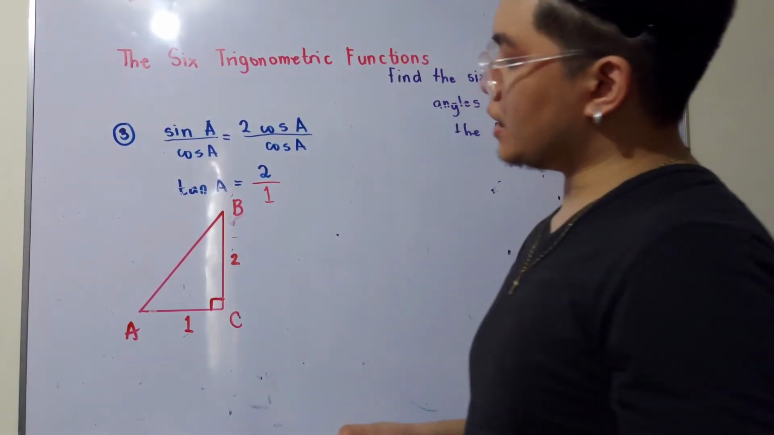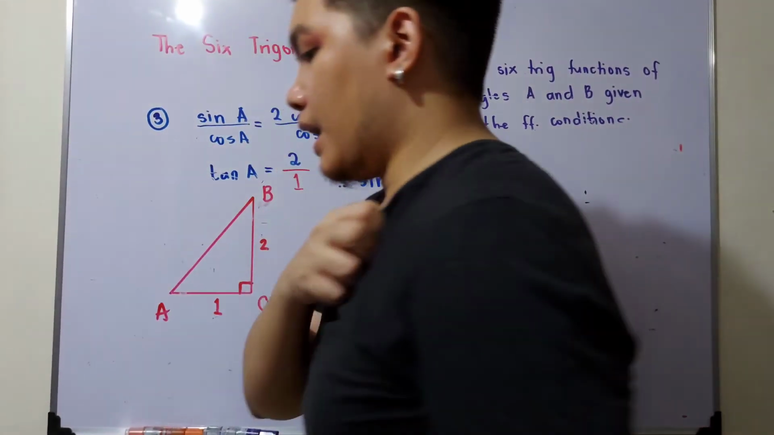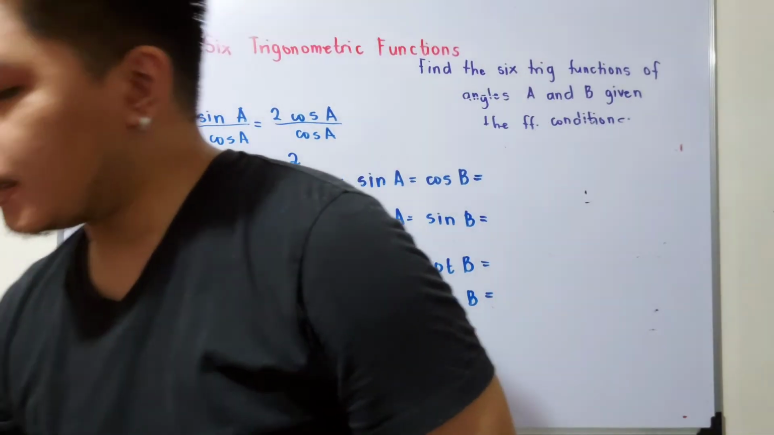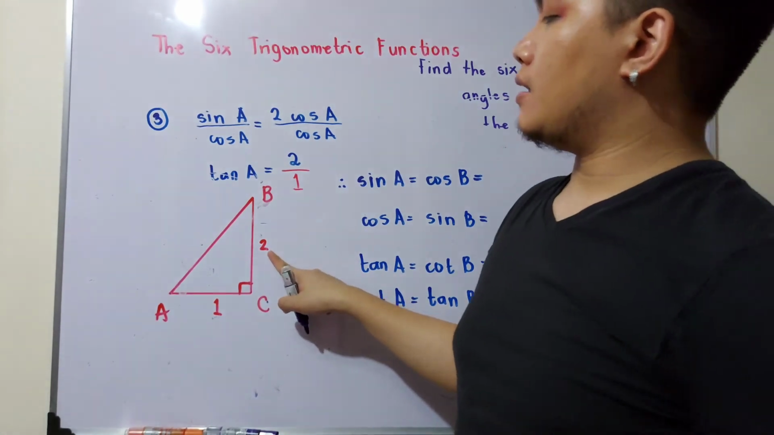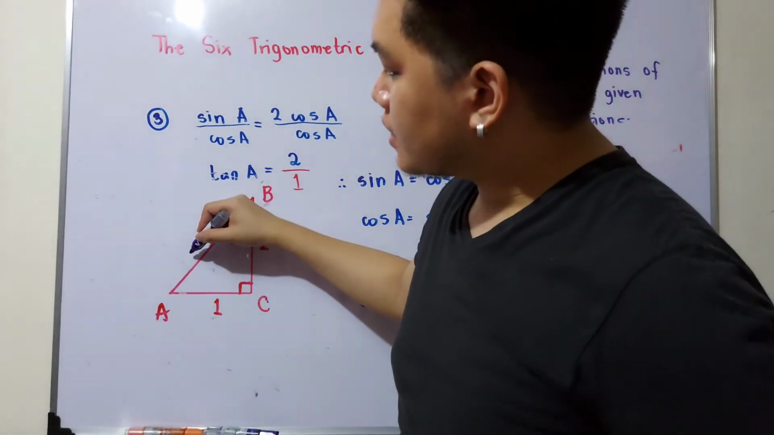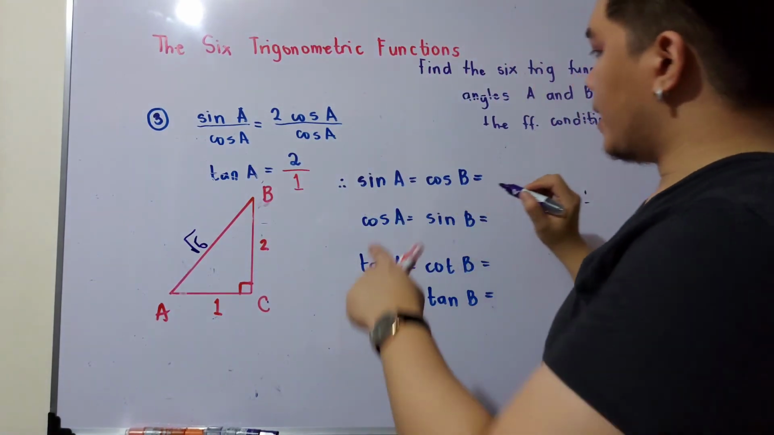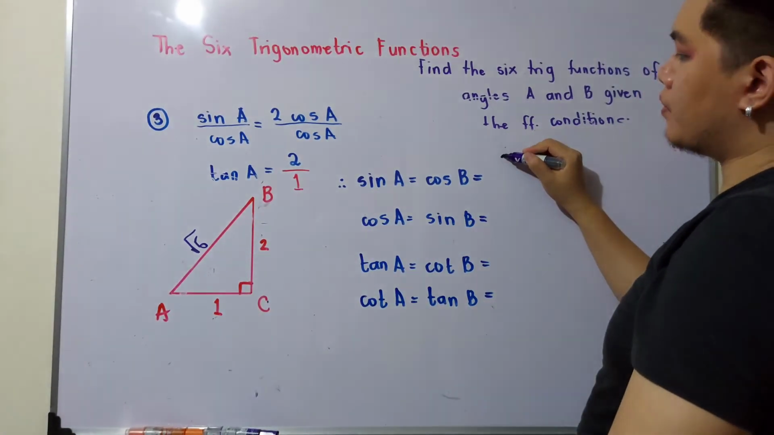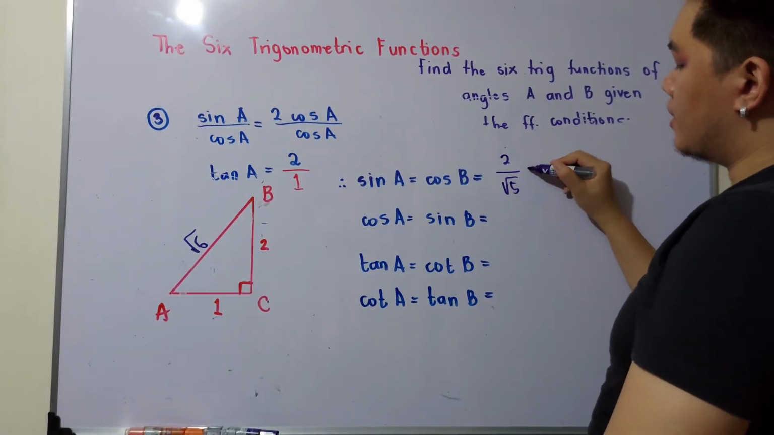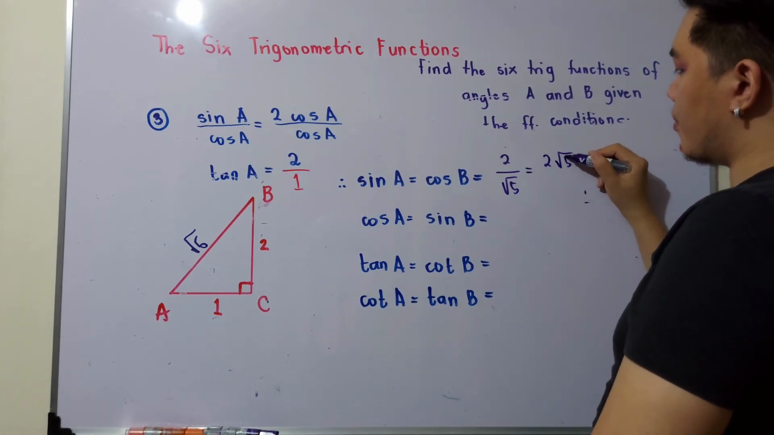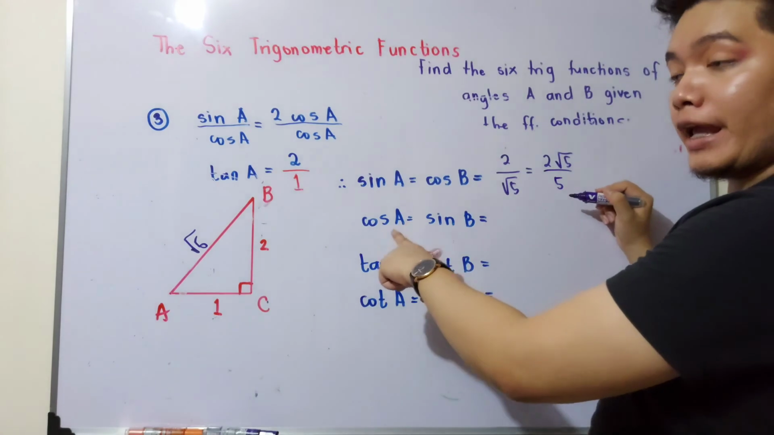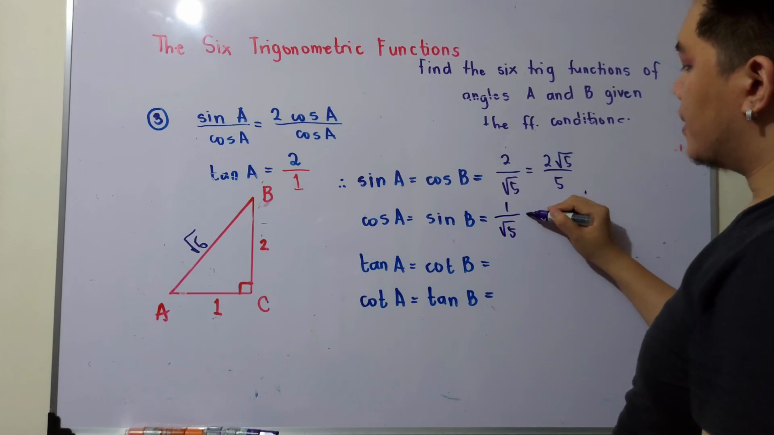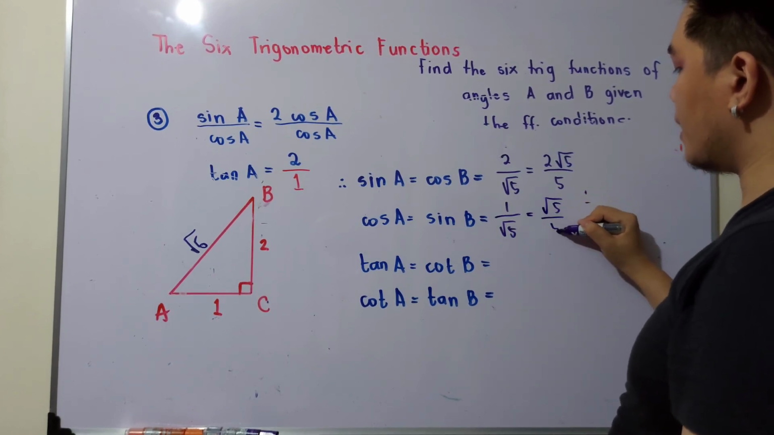Okay, through mental math, what is the hypotenuse? Ayan. So, through mental math, the hypotenuse here is obviously square root of 5. So that's 2 squared plus 1. The square root of 5. Okay, so sine A, cosine B, opposite over hypotenuse. So we have 2 over square root of 5. So rationalizing, we have 2 square root of 5 over 5. Cosine A, adjacent over hypotenuse. So 1 over square root of 5. So that's going to be square root of 5 over 5.